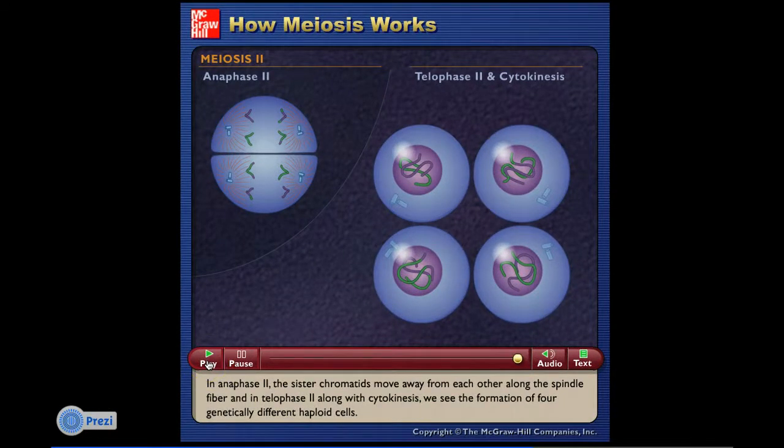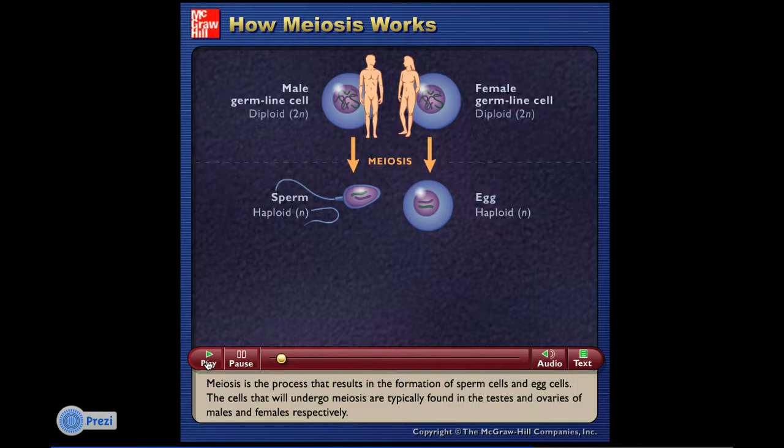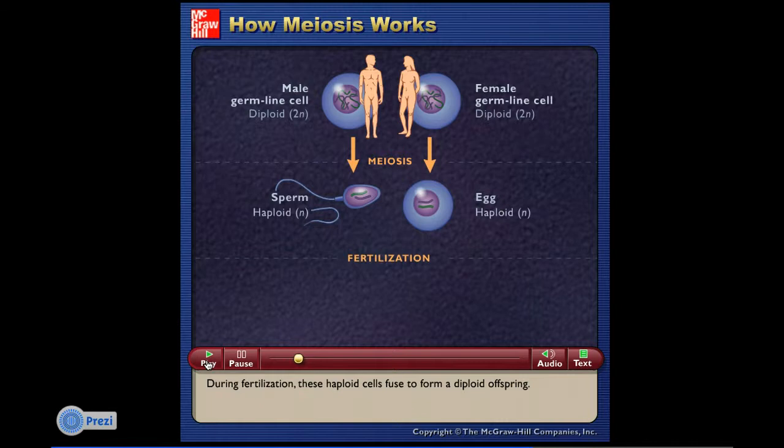I know a picture is worth 1,000 words, but a moving picture is worth probably 1,000,000. So check this out. Meiosis is the process that results in the formation of sperm cells and egg cells. The cells that will undergo meiosis are typically found in the testes and ovaries of males and females, respectively. These germline cells are diploid, having 2 sets of chromosomes, but will undergo meiosis to produce haploid cells, having 1 set of chromosomes. During fertilization, these haploid cells fuse to form a diploid offspring.